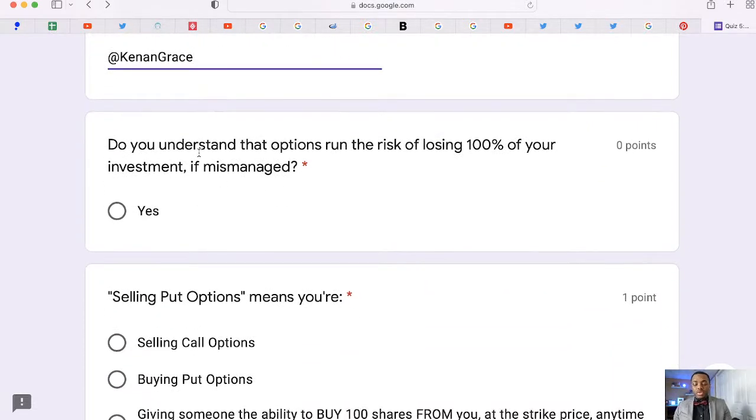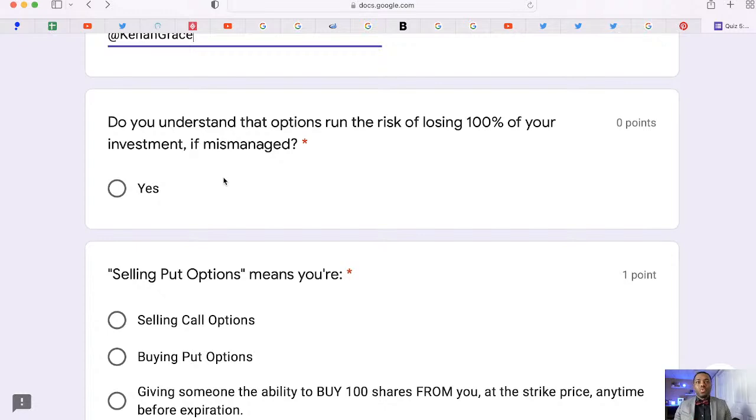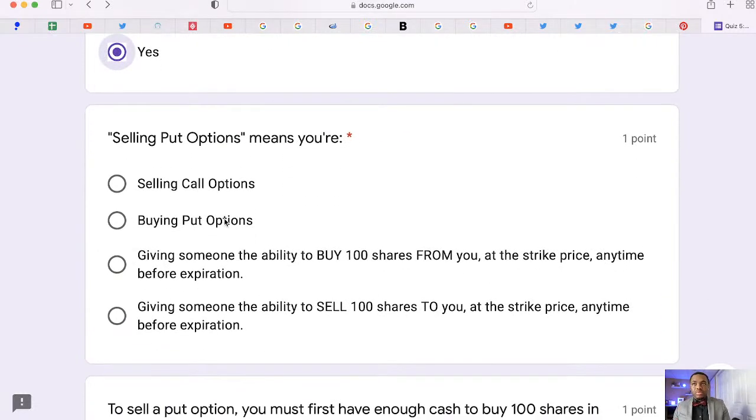So let's check this out. Do you understand that options run the risk of losing 100% of your investment if mismanaged? You always have to understand that when trading options. So the answer is yes. So now let's get to the meat and potatoes. So here we go. Selling put options means you're doing what?